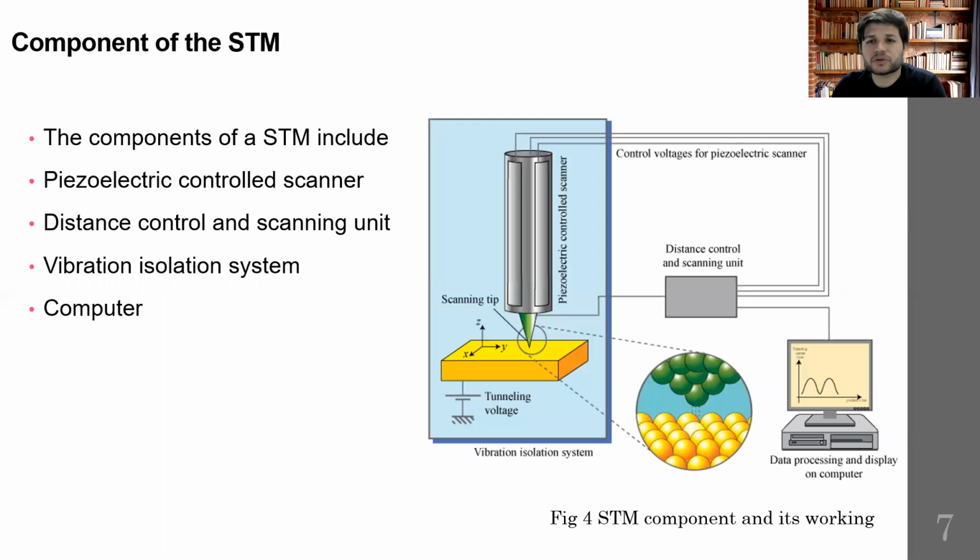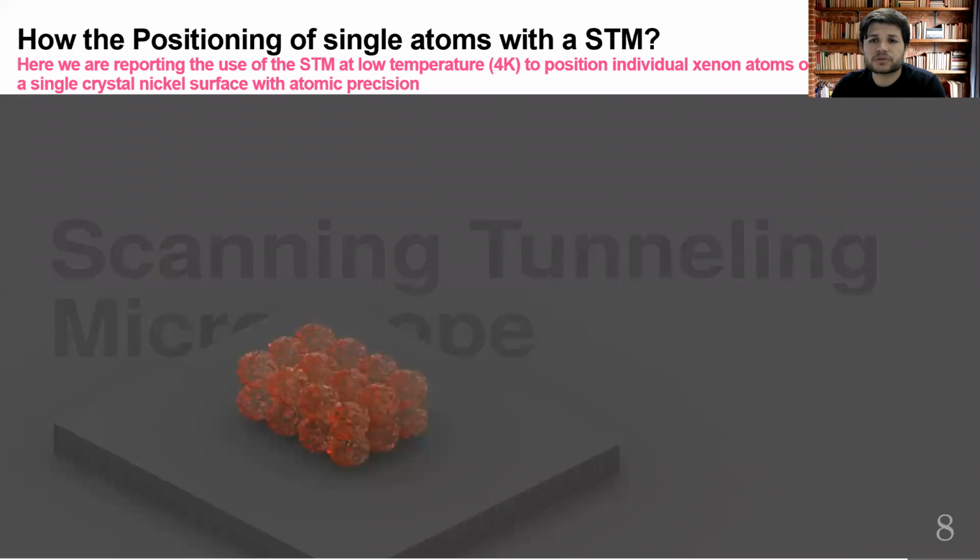The components of the system include a scanning tip, piezoelectric control, distance control, scanning units, vibration isolation systems, and a computer that records the tunneling current and controls the voltages to the piezoelectric tubes to produce a three-dimensional map of the sample. Let's talk about how the atom is positioned.